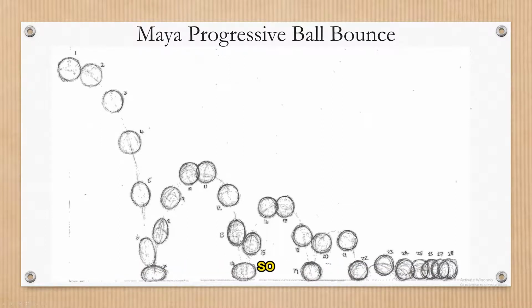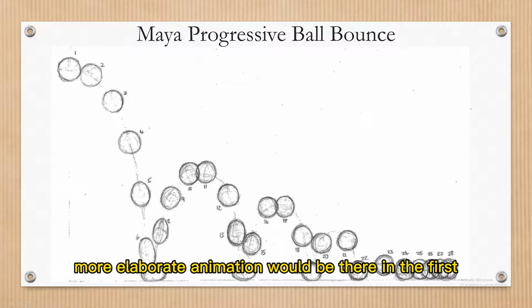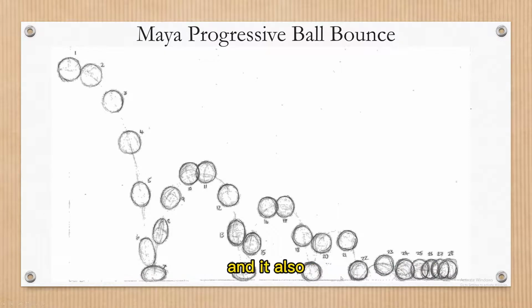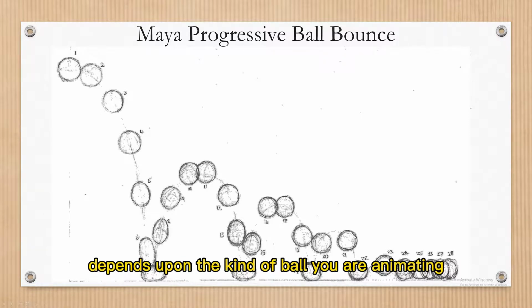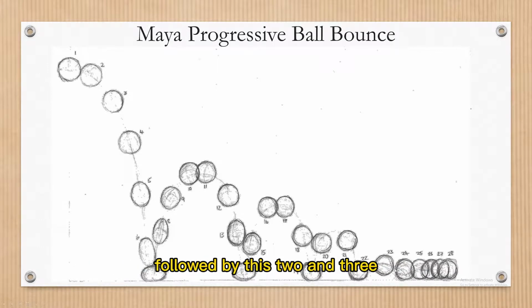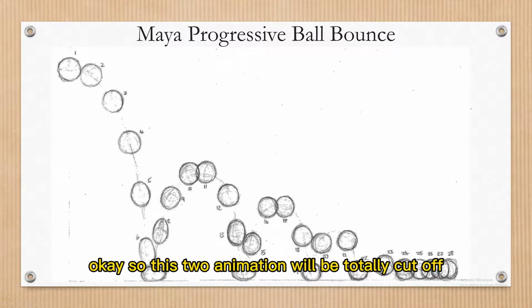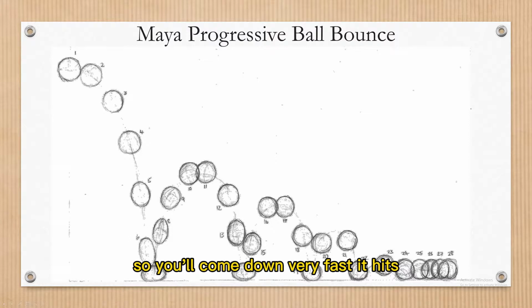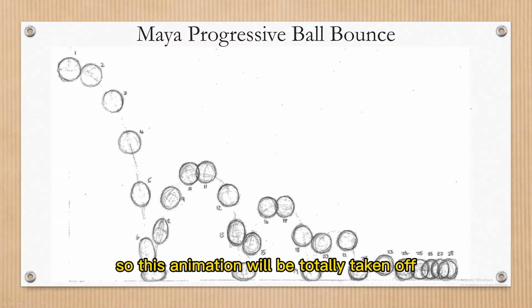Okay, so the more elaborate animation would be there in the first 3 bounces, maximum 3 to 4 bounces, and it also depends upon the kind of ball you are animating. For a metal ball, what happens here is, you will have this first bounce followed by this 2 and 3, so you will not have this animation at all. Okay, so this animation will be totally cut off. A metal ball will not have a slow in, so it will come down very fast. It hits, it goes up a little, comes down, and again it settles down. Okay, so this animation will be totally taken off for a metal ball.